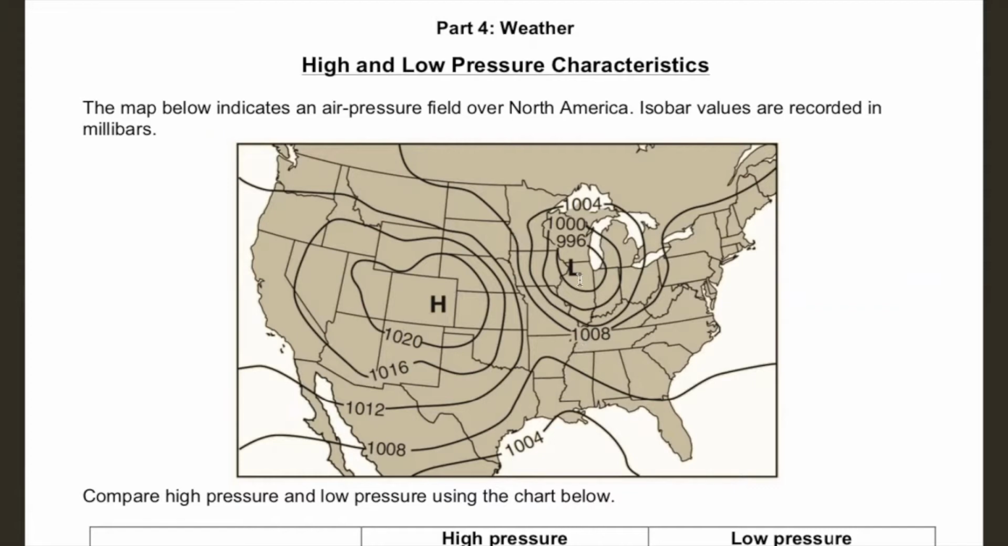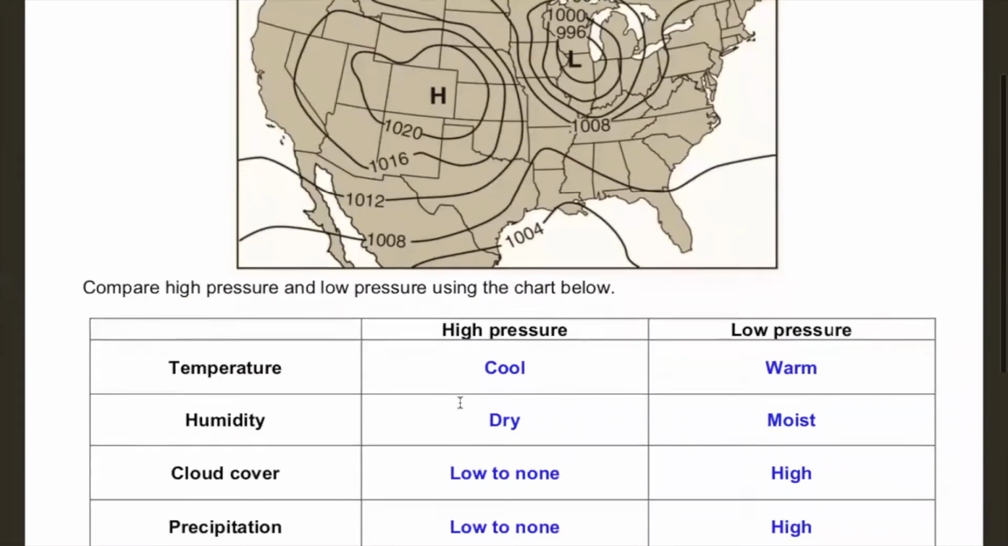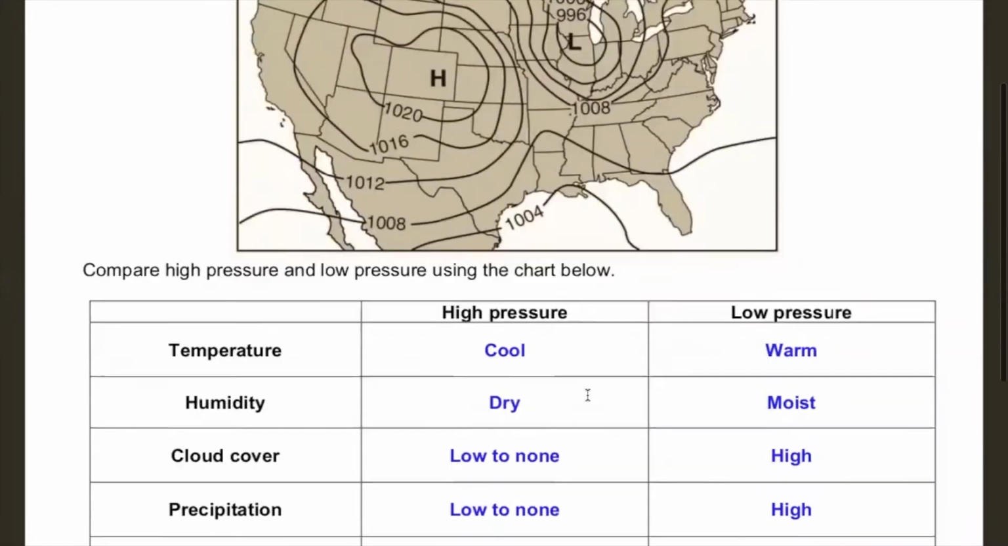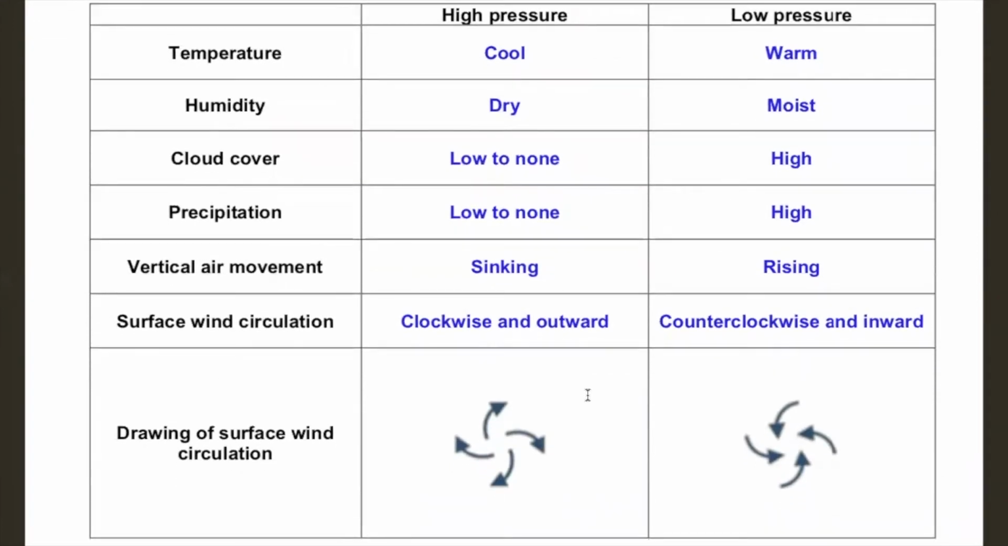Okay, so it says the map below indicates an air pressure field over North America. Isobar values are recorded in millibars. Okay, fun fact, well, not fun, but it goes by usually by 4s. So 1020, 1016, 1012, so 4 millibar increments. Okay, so all you had to do was compare high and low pressure. You don't even need to look at this.